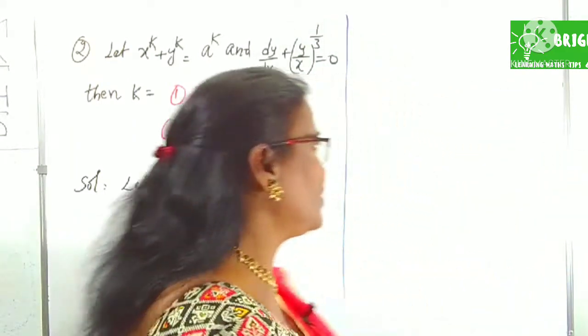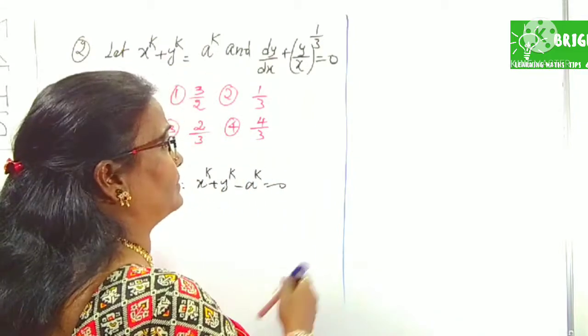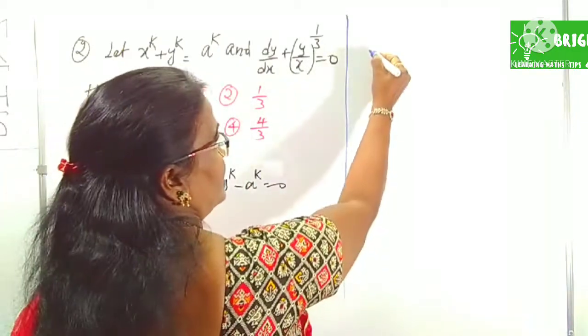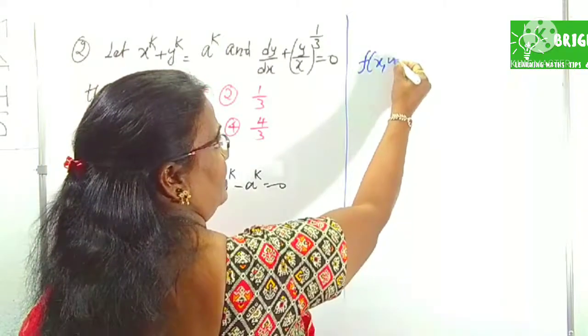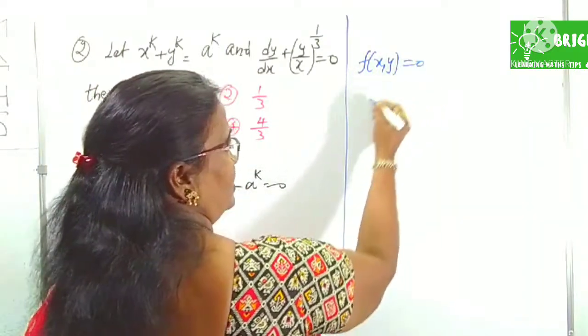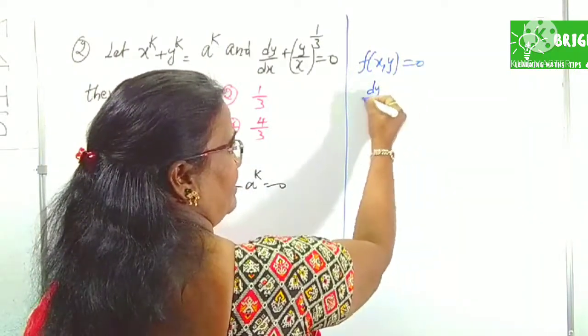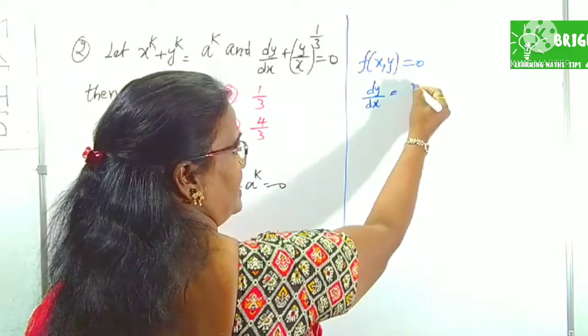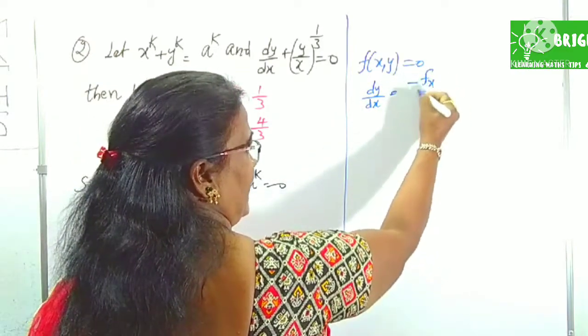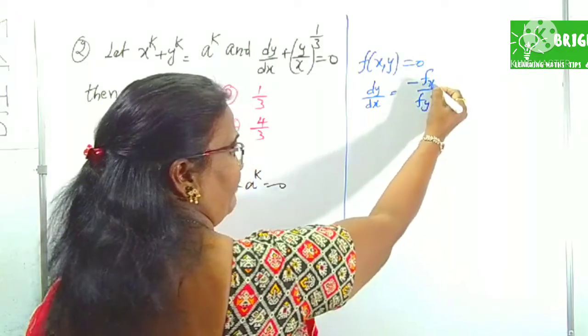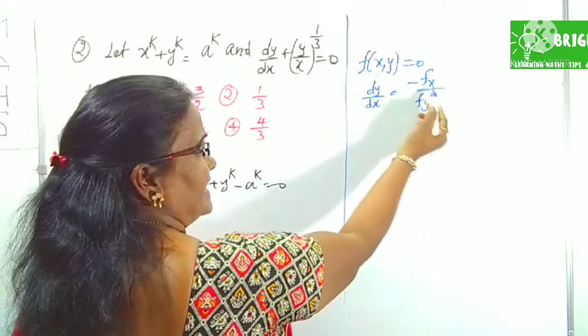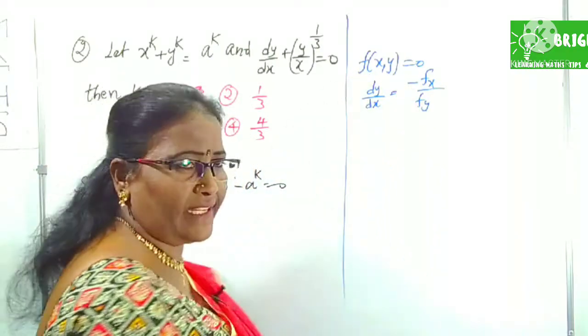So if a function is in the form of f(x, y) = 0, what is it? It is called an implicit function. To find its derivative dy/dx, we can use -fx/fy. What is the meaning of fx? It is the derivative of f with respect to x, treating y as constant.